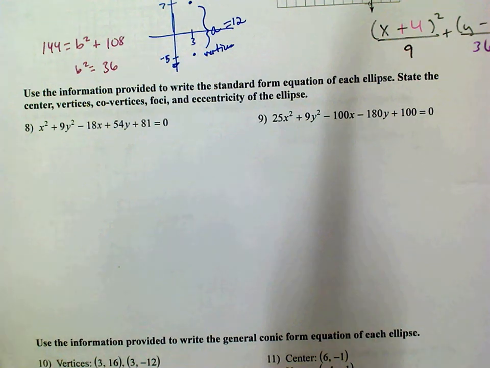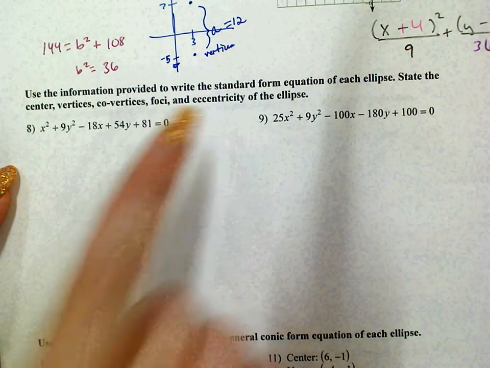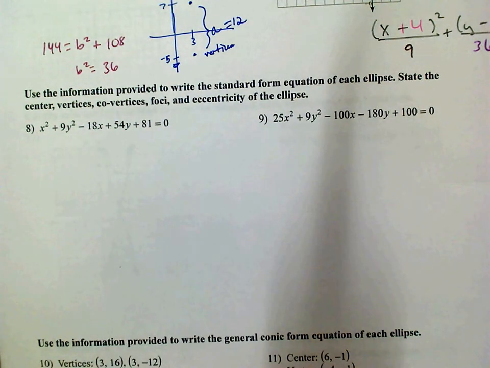On number 8, we're supposed to take the general form and state the center, vertices, co-vertices, foci, and eccentricity. And obviously do that after we put it in standard form. So let's practice doing that.